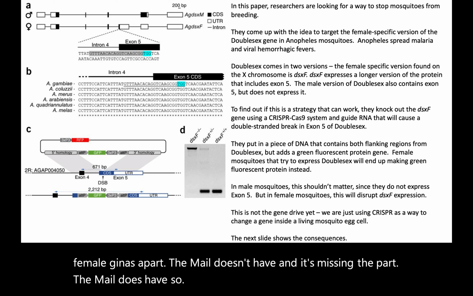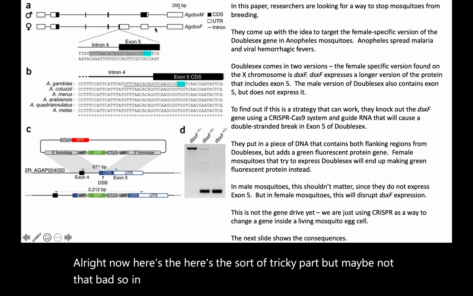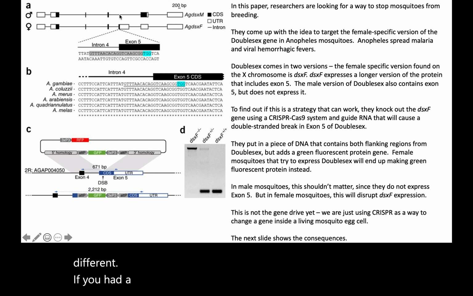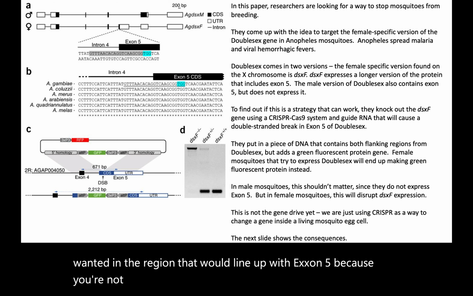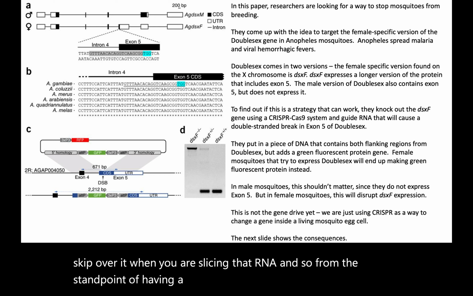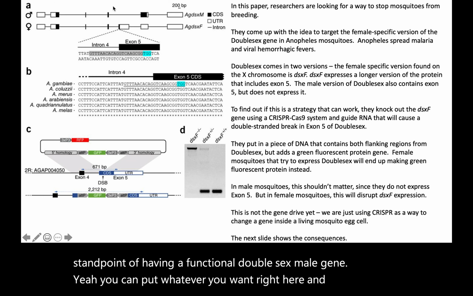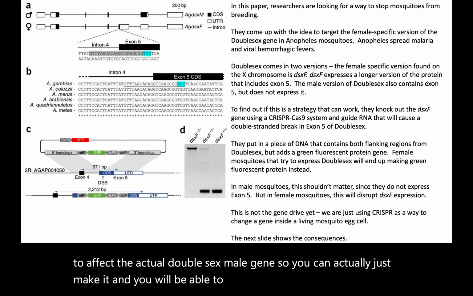Now here's the sort of tricky part, but maybe not that bad. So in exon 5, remember exon 5 is the part that is different. If you had a male chromosome, you could put whatever you wanted in the region that would line up with exon 5, because you're not going to express this region anyway. You're going to skip over it when you are splicing that RNA. And so from the standpoint of having a functional double-sex male gene, you can put whatever you want right here, and it's not going to affect the actual double-sex male gene. So you can actually just make it, and you will be able to make nice little male mosquitoes.